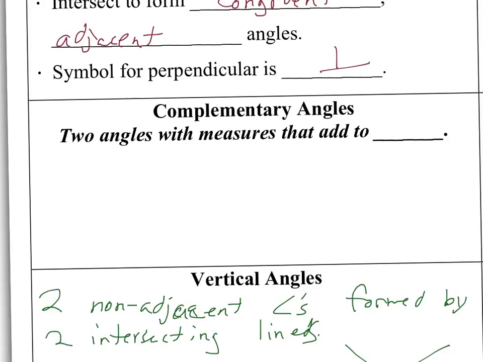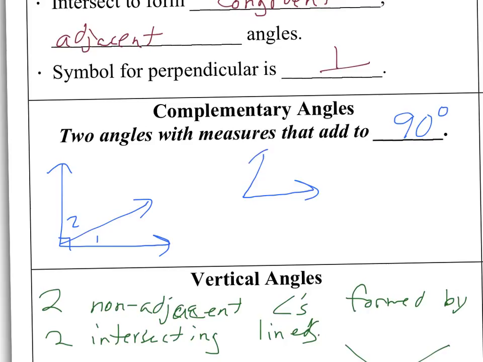Alright, complementary angles. Complementary angles are two angles with a measure that add up to 90 degrees. One example of two complementary angles, if I have angle 1, angle 2, and this is 90 degrees, that's one way of looking at it. Now, another way, these two angles are also complementary. This angle is 60 degrees, and this angle is 30 degrees. They do not have to be connected in order for them to be complementary. The two angles simply have to add up to 90 degrees.